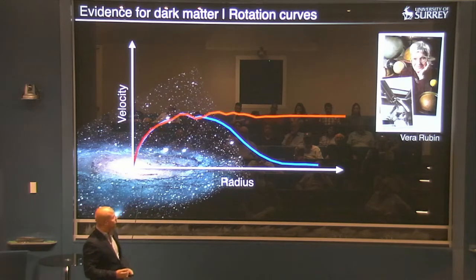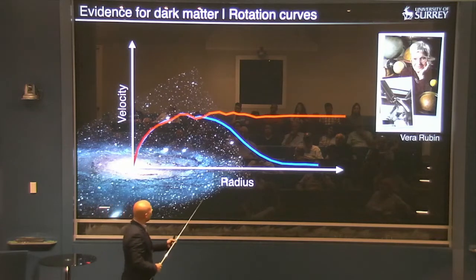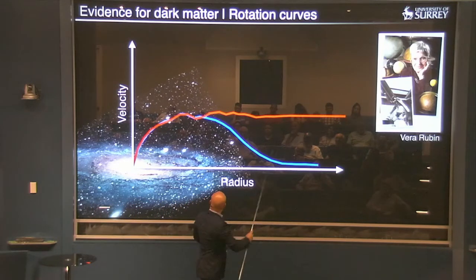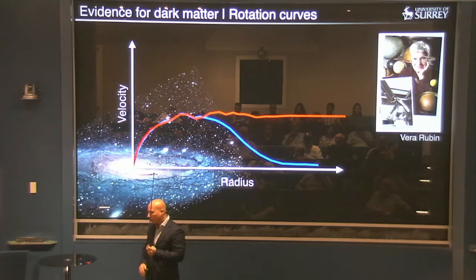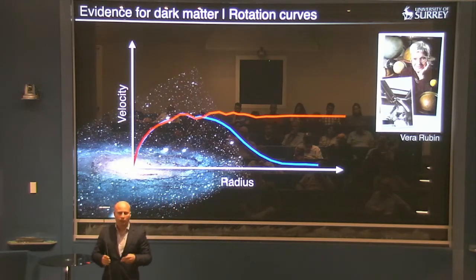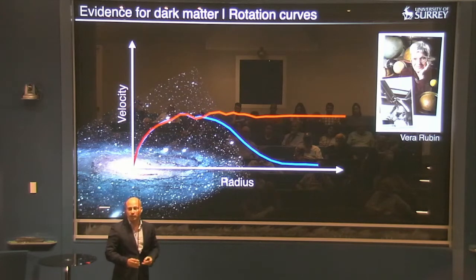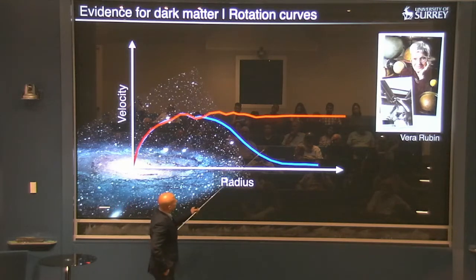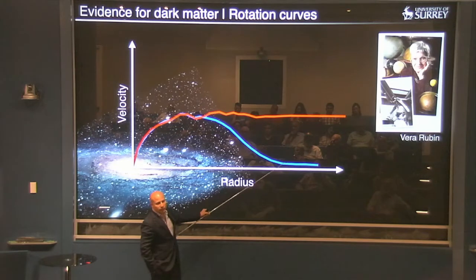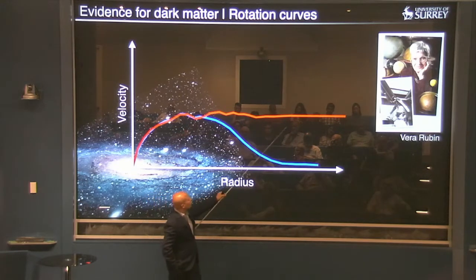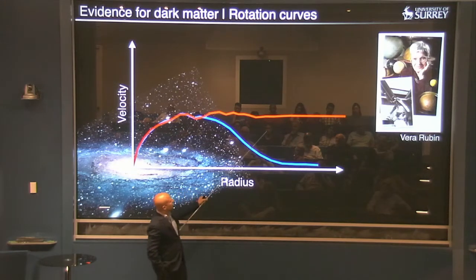Instead, the velocities seem to remain high all the way out here, where there's no visible stars or gas anymore. And that was quite a surprise. It's not just for Andromeda that you see this, but for every single rotating disk galaxy that we have studied to date. What it seems to be telling us is that the gravitational force is much stronger out here than you would expect. And one interpretation of that is that there's an awful lot more mass out here than we can see.